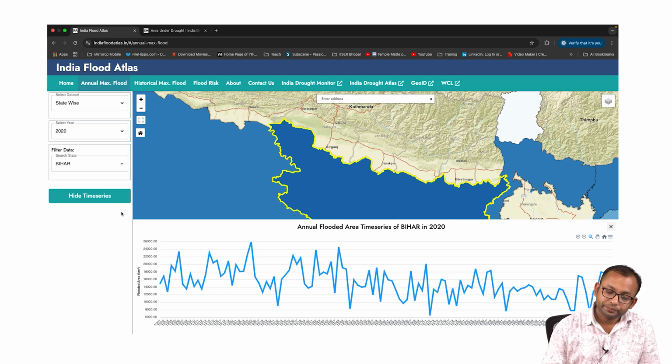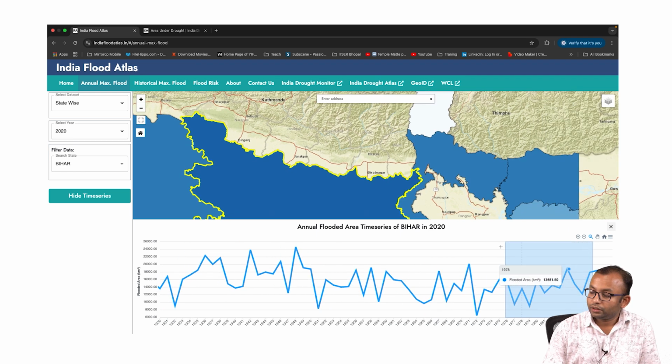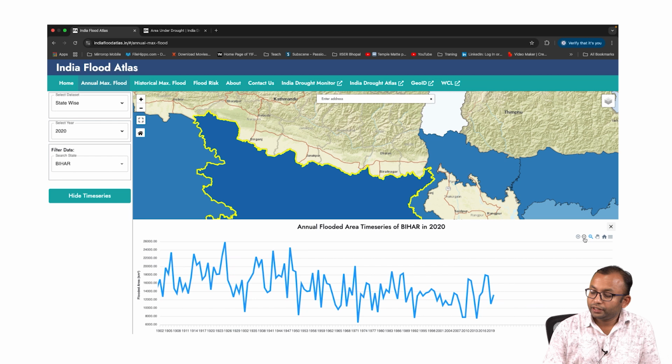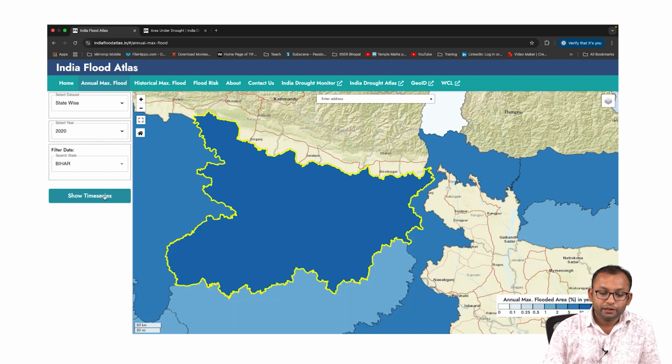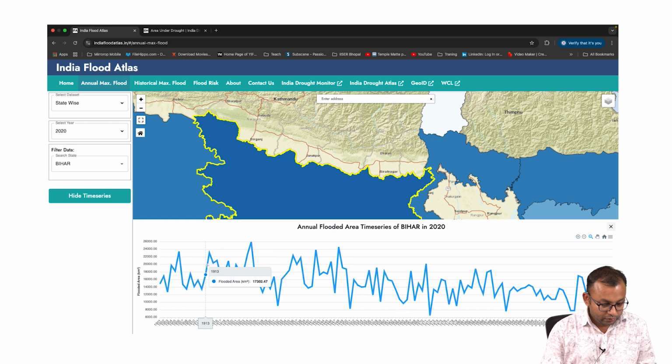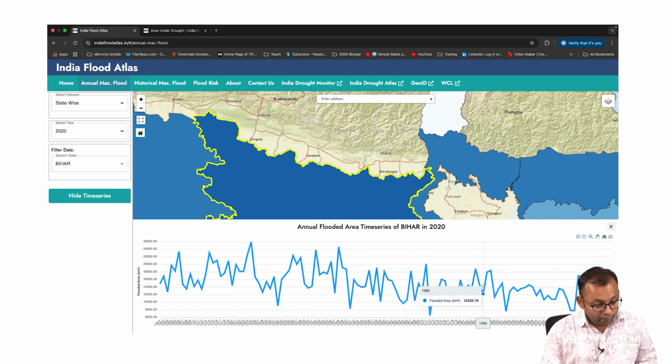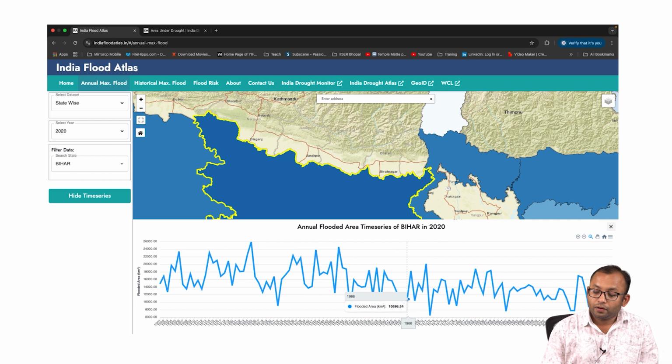Now you can see in Bihar, if you look at the data set from 1901 to 2021, it suggests that the magnitude has been significantly reduced compared to the historical period. So the data suggests that the flooded area has been significantly reduced. However, news reports, other articles and research papers suggest that flooding vulnerability or risk has significantly increased in the Bihar region.